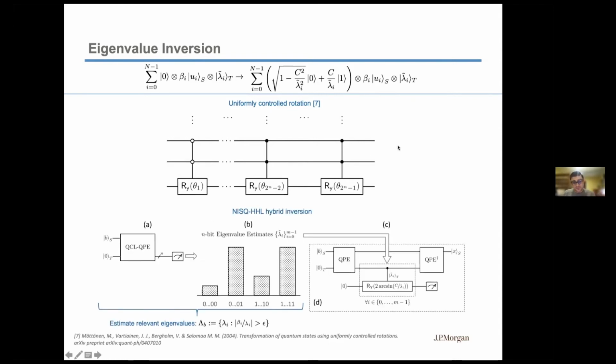So for NISQ-HHL, we utilized an extension of the Lee et al. hybrid technique. Here we start off with QCL-QPE, the version that uses conditional logic. What we end up doing is just estimating the eigenvalues, because we don't do any inversion yet. We just need estimates of the eigenvalues. By repeating this process multiple times, we get a distribution of eigenvalues. If we look at the input vector b, the right-hand side of the linear system, and decompose it into the eigenvectors of A, we get the eigenvalues whose eigenvectors have non-zero coefficient in that expansion. So we don't get all eigenvalues, but only the ones that are relevant.